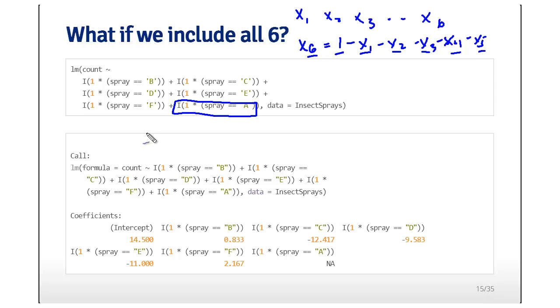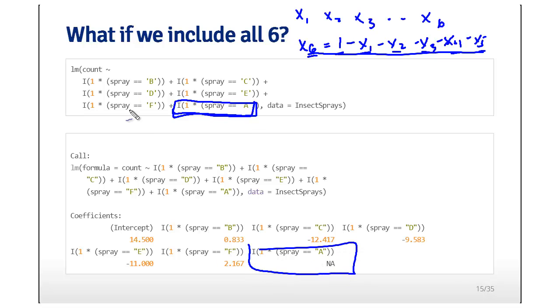And that's, of course, just saying that if we know you're not spray B, C, D, E, F, then you must be spray A. That's all it's saying. But it's also relative to our rules that's saying we know that the indicator of whether you're spray A happens to be a linear combination of the other sprays and variables that we've included in the model. So this variable must be redundant, so when R fits it, it's got to give it an NA.